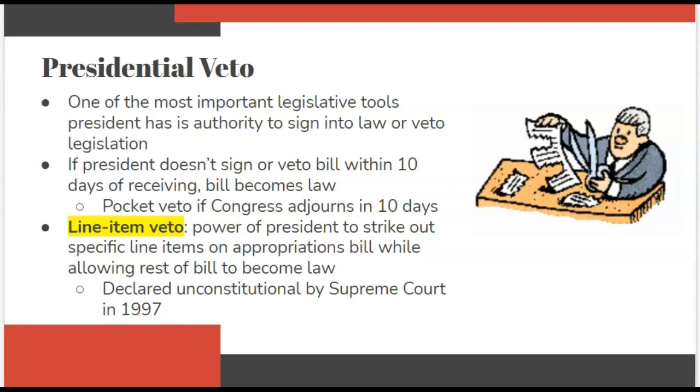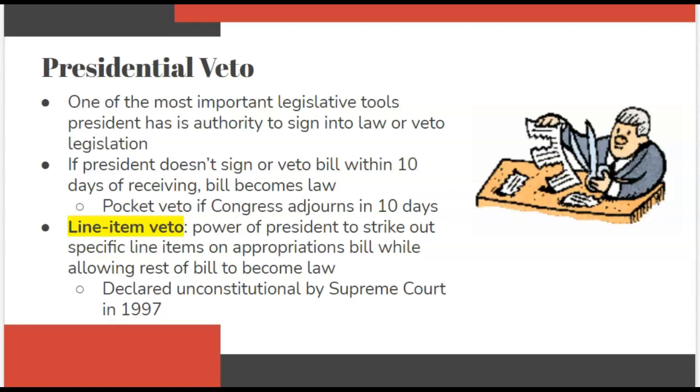You want to know what it is? You want to know it existed, but you also want to know it's unconstitutional. Do not invoke this as one of your examples. You will lose points on the AP exam if you do. So what is the line item veto? It was only in practice during President Clinton's administration, and it was invoked 82 times.